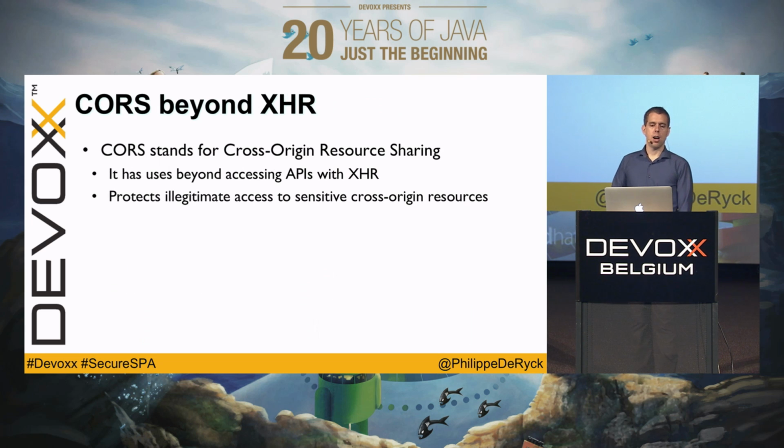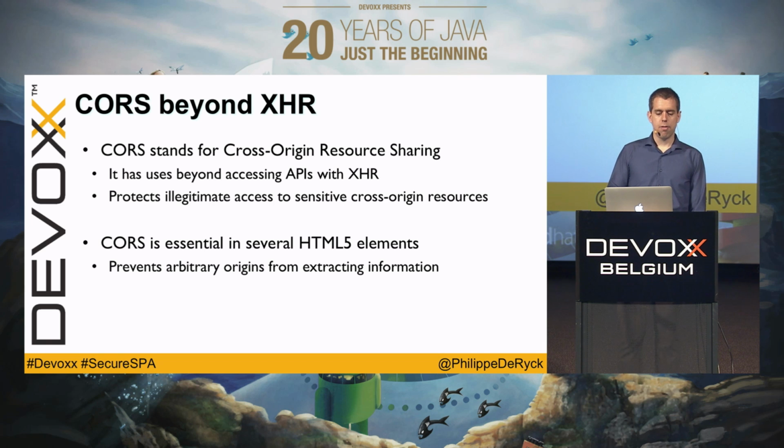There's one final thing I want to cover, and that's CORS policies beyond XHR. CORS was invented to allow cross-origin XHR, and then they started seeing that a lot of other content is cross-origin as well, and a lot of other things may need additional protection from manipulation across origins. And they have extended CORS to apply to several HTML5 elements as well. And essentially the same principle applies.